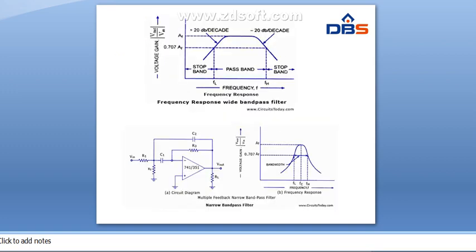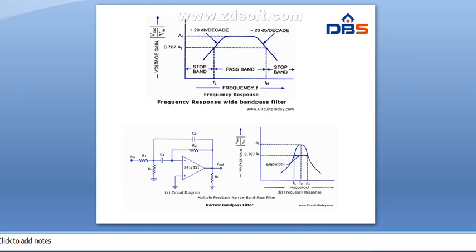See the frequency response of the wide band pass filter. It has two stop bands and one pass band. Here the bandwidth is FH minus FL.